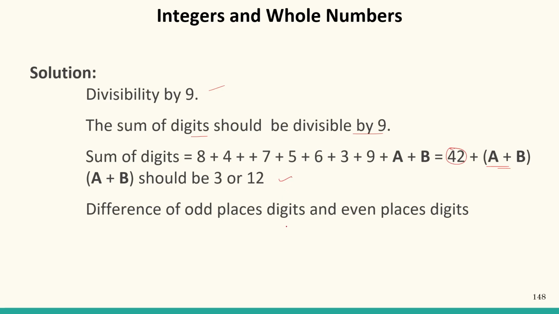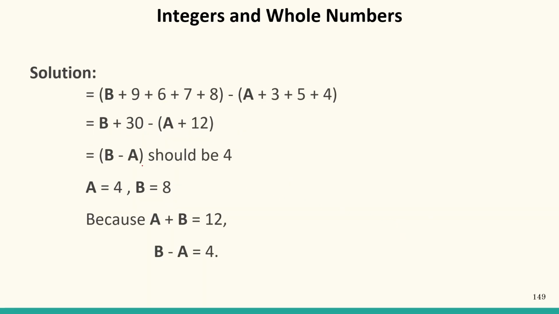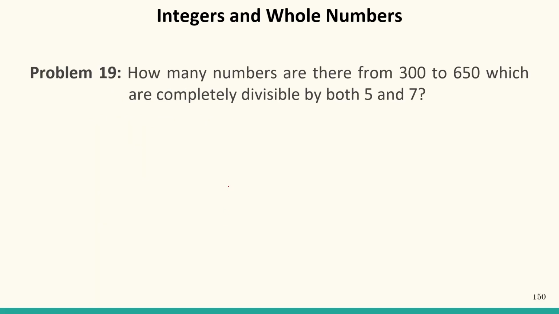So the difference between odd places digits and even places digits will be what? So b minus a should be 4. Okay. Because b plus 9 plus 6 plus 7 plus 8 minus a plus 3 plus 5 plus 4 is equal to b plus 30 minus a plus 12. So a plus b is equal to 12 and b minus a is equal to 4.